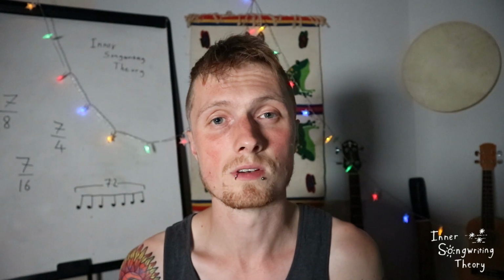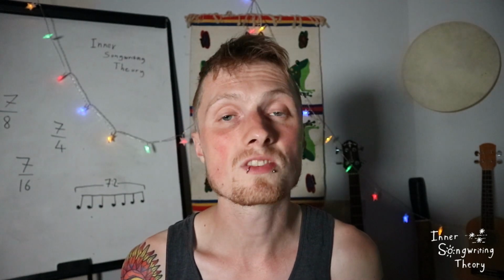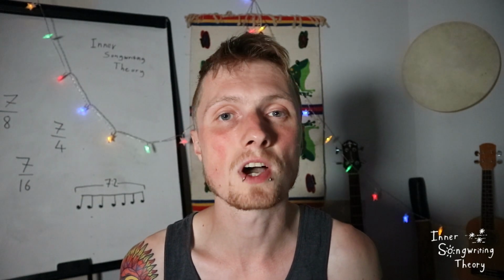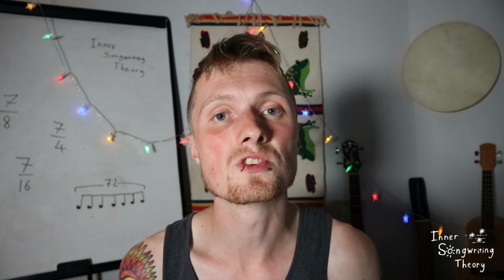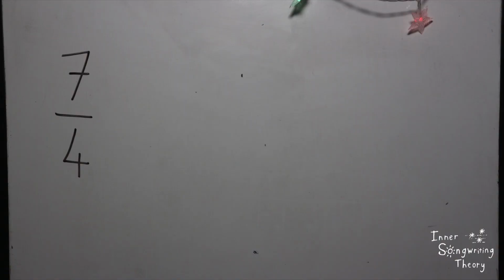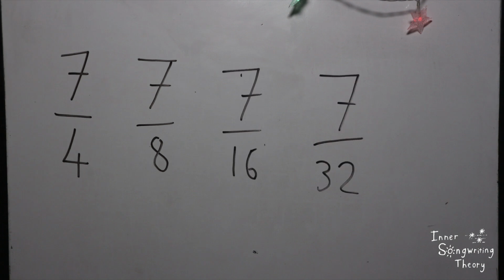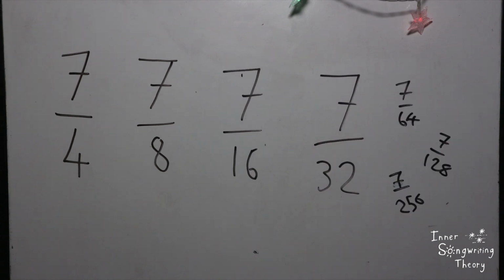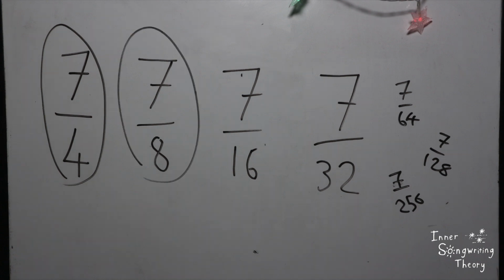7 is a number. It comes after 6. When I say 7s, I'm referring to a series of time signatures, each of which features 7 beats. 7/4, 7/8, 7/16, 7/32 and beyond, with the most common being 7/4 and 7/8.